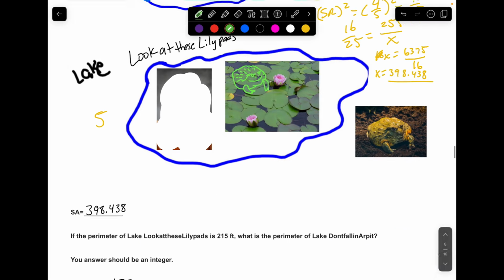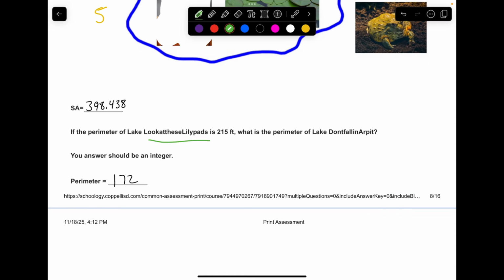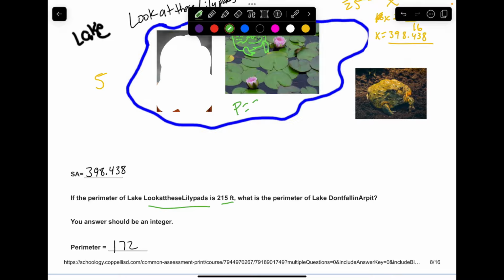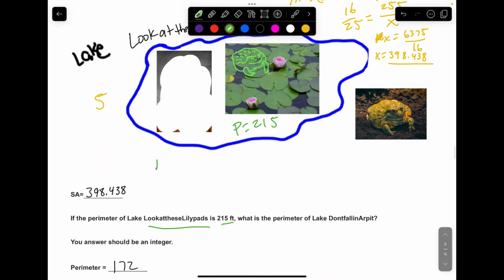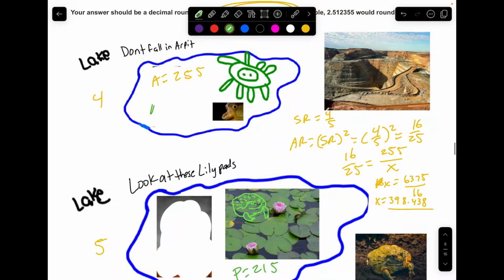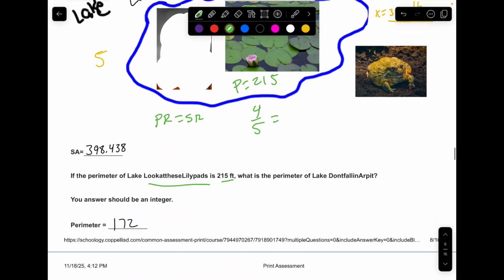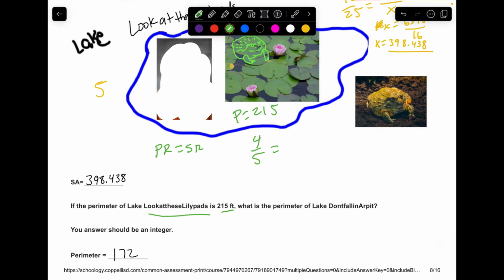Then they ask us about perimeter. They say the perimeter of Look at These Lily Pads is 215. So this perimeter is 215. What is the perimeter of Don't Fall in Our Pit? Well, the perimeter ratio is equal to the similarity ratio. They're the exact same ratio. So we're going to use 4 over 5. So 4 over 5 is top over bottom. This perimeter, we'll call it X, or we've already used X. Let's call it Y. So we're going to say 4 over 5, our pit over lily pads, equals Y over 215, our pit over lily pads.